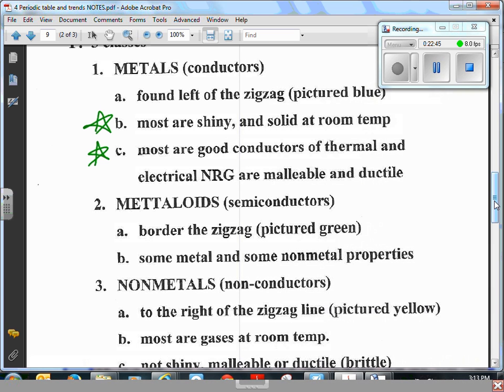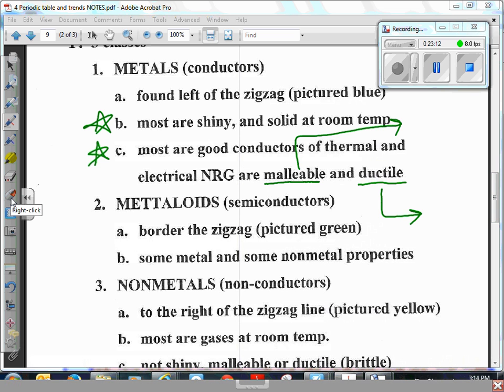Metals are called malleable and ductile. Do you know the definitions of those? Malleable can be pounded into sheets. Ductile can be stretched into wires. Okay? So malleable and ductile are characteristics.